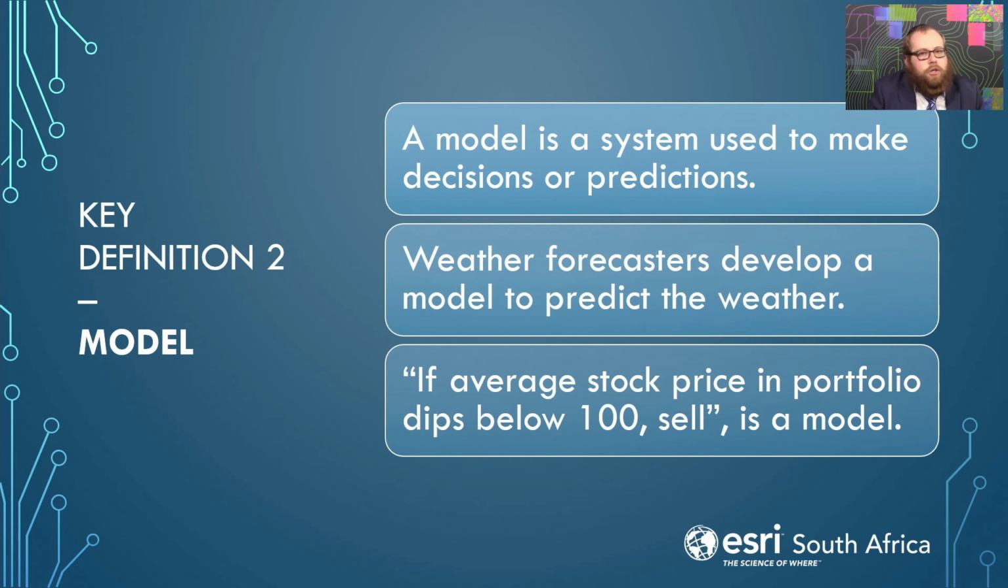The next definition which is important for us is model. A model is a system used to make decisions or predictions. If one worked in weather, one would develop a model to predict the weather. To go back to our stock paradigm, a simple model in stocks could be, if the average stock price in the portfolio dips below 100, sell. It's a very simple model, and we all hope that our stock advisors have more advanced and more sophisticated models than that, but that is a model.